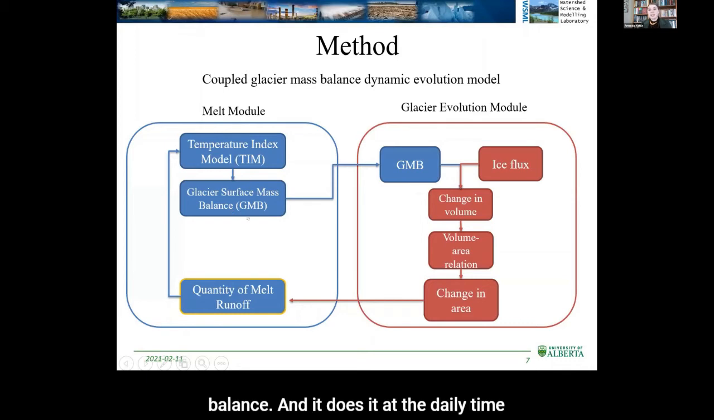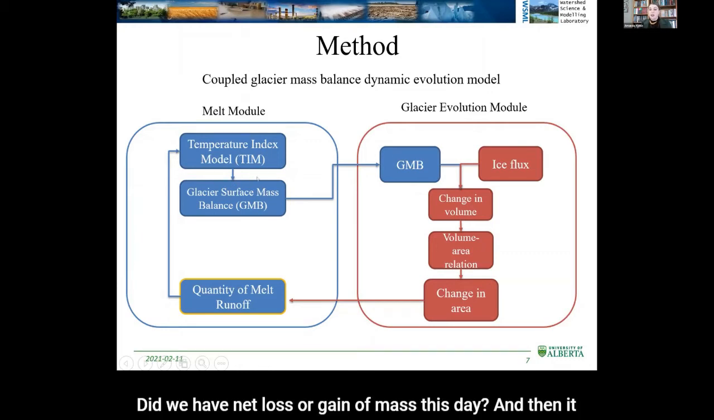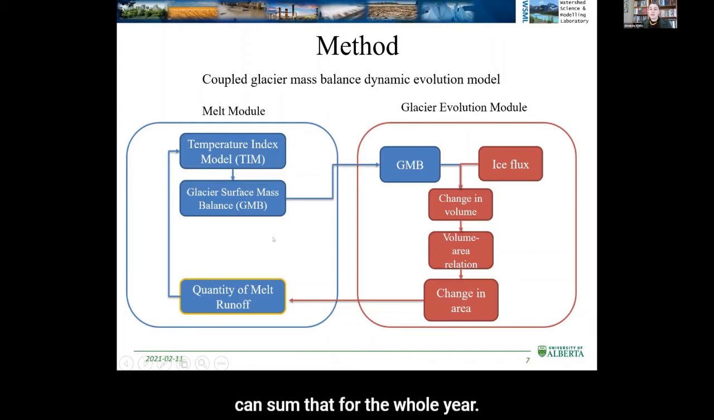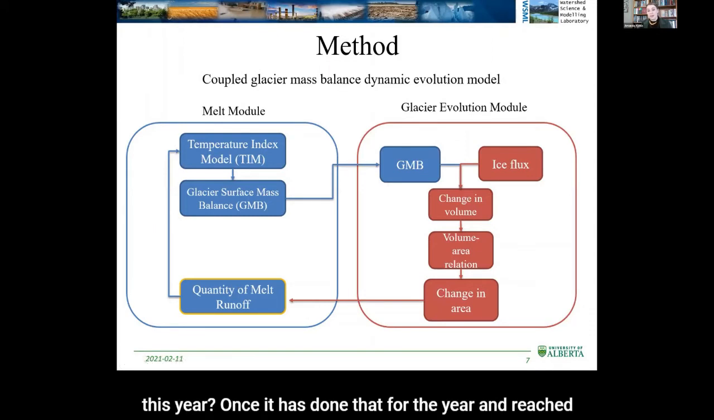And it does that at the daily time scale. So was it a warm day? Did we have precipitation? Did we have net loss or gain of mass this day? And then it can sum that for the whole year. So did this glacier experience net loss or gain of mass this year?